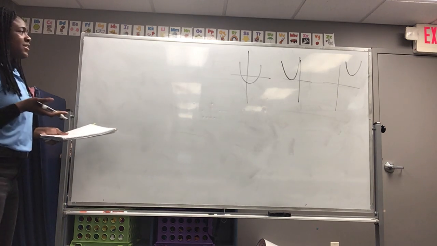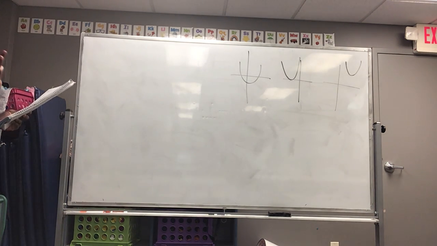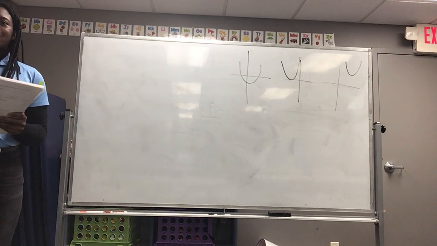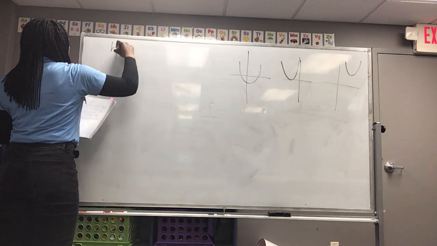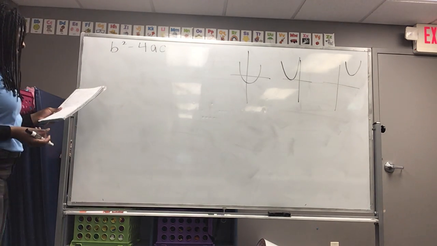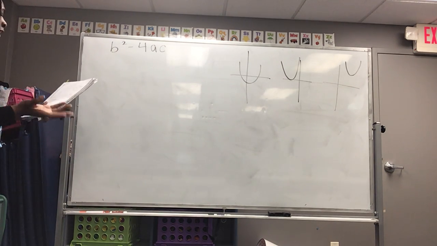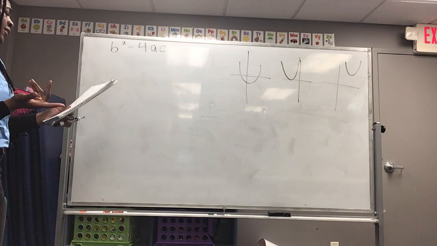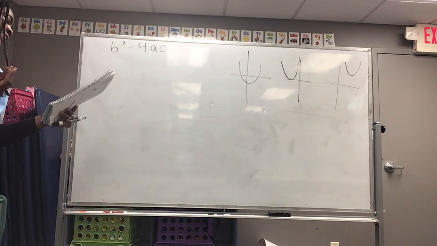So basically to find the discriminant we use that little section of the quadratic formula that was under the square root. B squared minus 4ac. So it can help us determine the type and number of solutions to an equation.